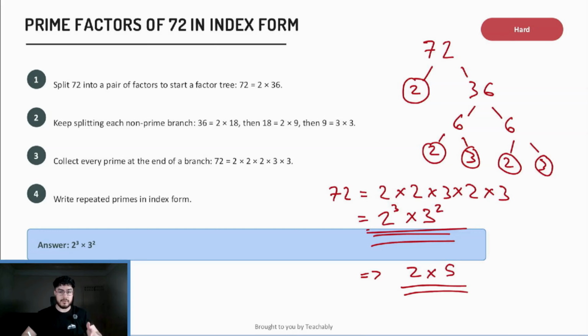You can't write 2 to the power of 1 or times 5 to the power of 1. You're just going to keep it as 2 times 5. So this would be index form, but that's because it's the simplest way of writing it. Whereas this is its simplest way because you've not repeated the 2 or the 3 more than once.